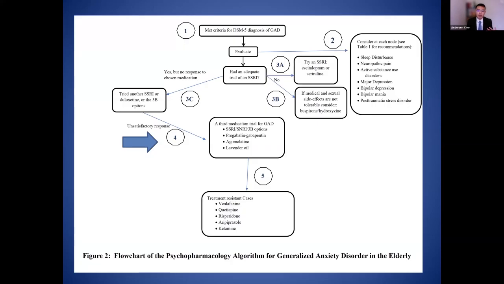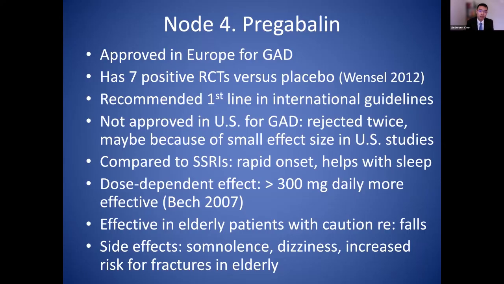Here, we then recommend a third medication trial. You might try another of the medications we had mentioned before: pregabalin, gabapentin, agomelatine, lavender oil. So pregabalin, it's approved in Europe for generalized anxiety disorder. There are 7 positive randomized controlled trials versus placebo. It's recommended first line in international guidelines. But it isn't approved in the United States for generalized anxiety disorder. It's been rejected twice, perhaps because of the small effect size in the US studies. But it is comparable when compared to SSRIs.